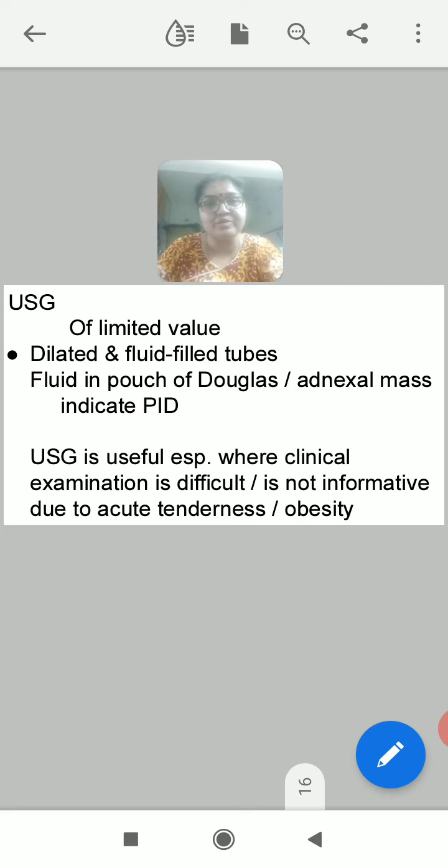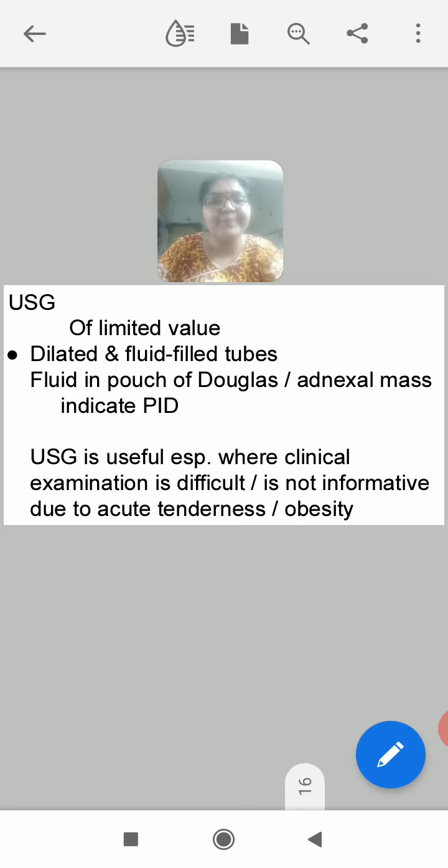Next is ultrasonography. It is of limited value. You will find dilated and fluid-filled tubes. Fluid in the pouch of Douglas or an adnexal mass indicates PID. So if you find fluid collection in the pouch of Douglas or an adnexal mass, this indicates that the patient has PID.